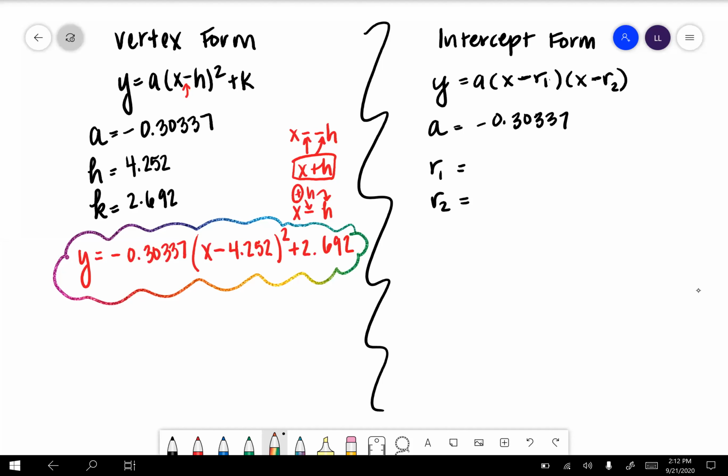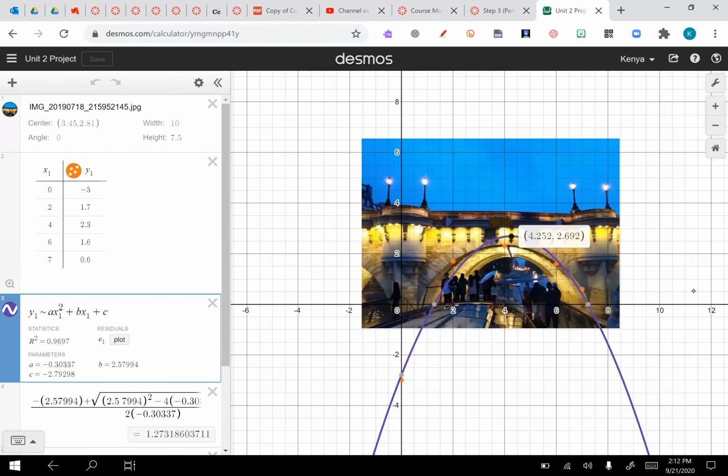Now to write the equation in intercept form. In order to write this equation in intercept form, I need my roots. So I'm going to go back to Desmos and get the roots. Recall, roots are the x-intercepts where the graph crosses the x-axis. So my roots are 1.273 and 7.231. Now, notice I'm saying roots and not x-intercepts, right? Roots are just the number. It's not the 0, it's just the x coordinate. So 1.273 is a root, 7.231 is a root. And those are the numbers I need in order to write our equation.